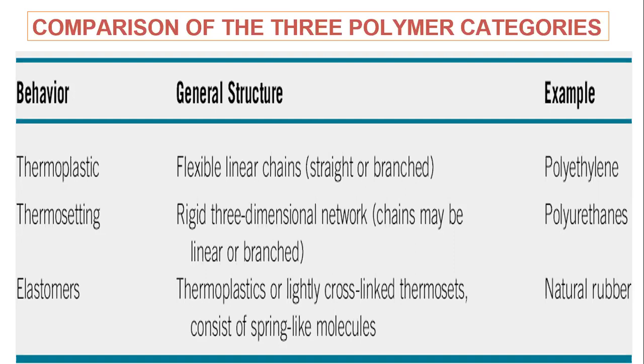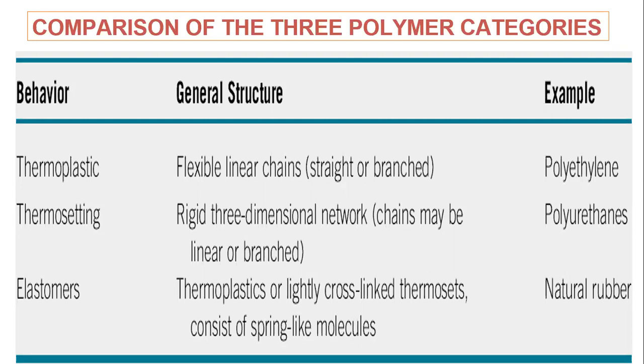Next one is the thermosetting resins. Thermosetting resins have rigid three-dimensional networks. That is, chains may be linear or branched, but it has a fixed bond in its three-dimensional network. That is, a heavily cross-linked structure in the rigid three-dimensional network. The example for the thermosetting resins is polyurethanes. Polyurethanes is the best example for the thermosetting resins.